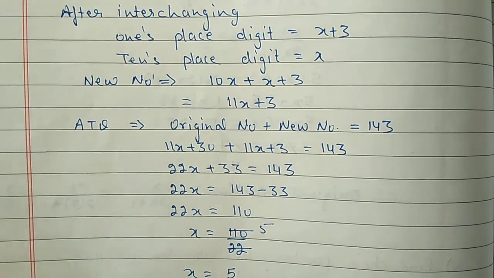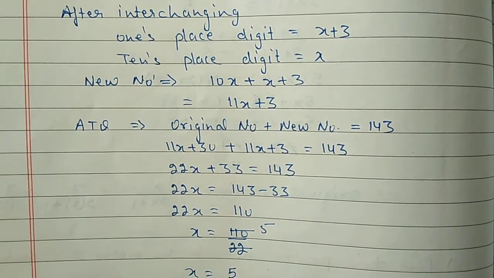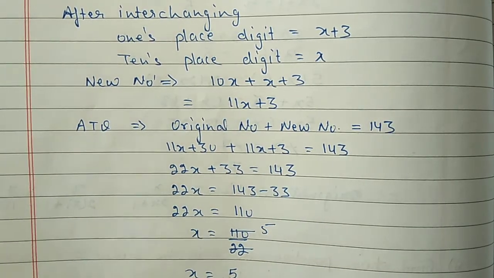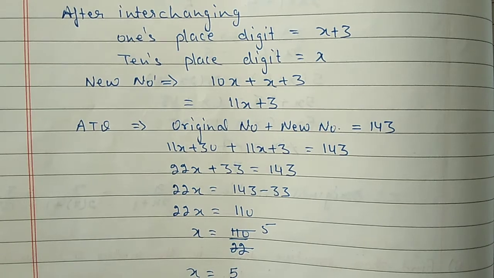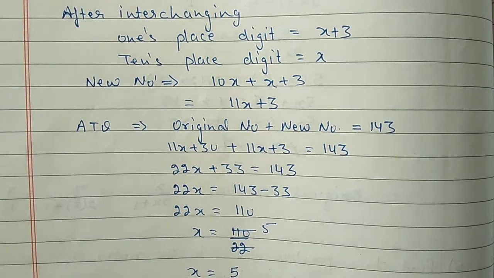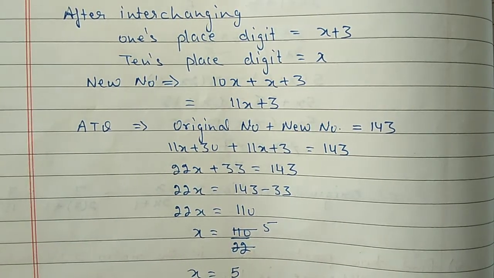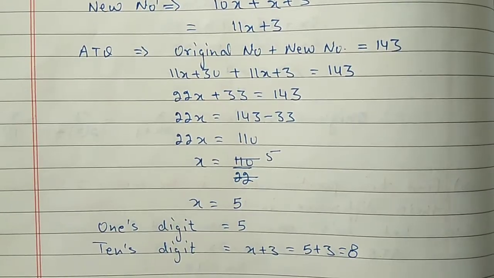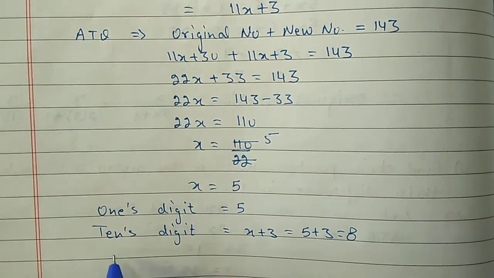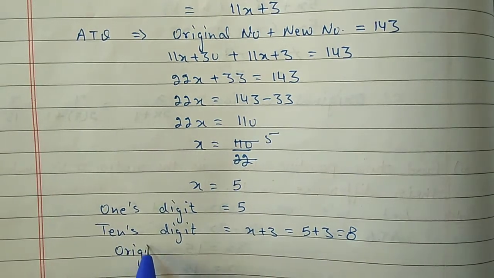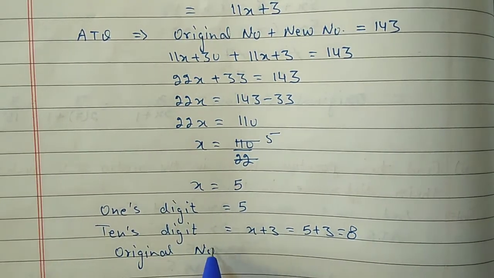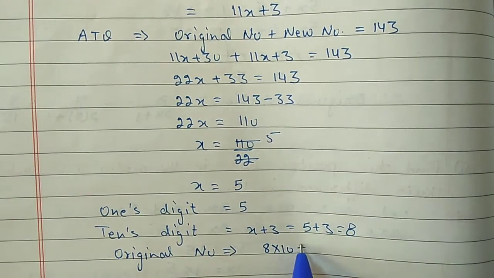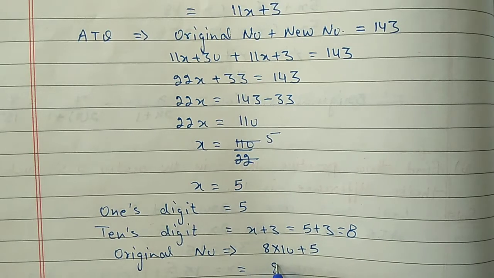So we can find out now: ones digit is 5 and tens digit is x plus 3, means 5 plus 3, 8. So the original number will be 80, 8 into 10 plus 5, means 85.